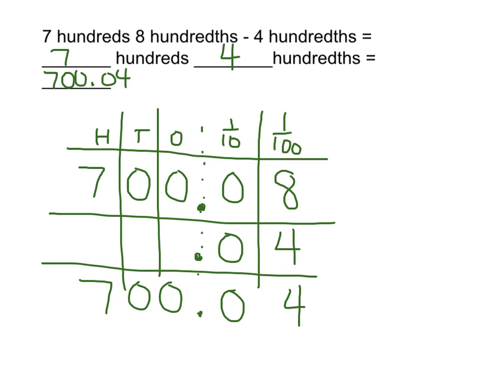answer. Now you can see here I've already kind of set up the whole standard algorithm by doing this, and again the key is lining up your decimal point.